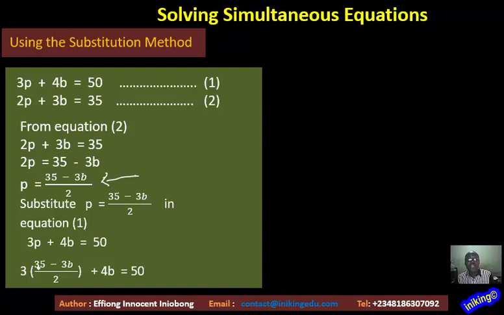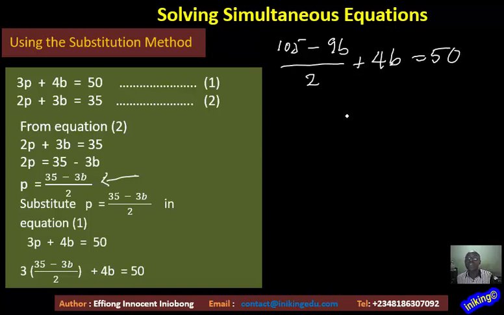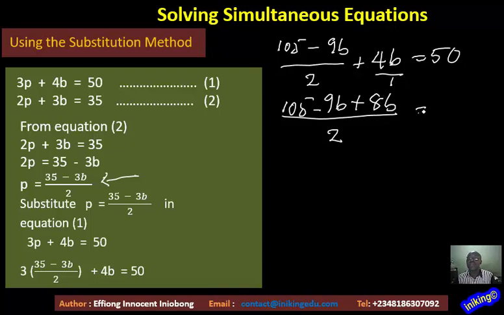So next I'm going to look at this. 3 times 35, 3 times 3b. That should give me 3 times 35 is 105. 3 times 3b will give me 9b, all divided by 2, plus 4b equals to 50. I remember when I was in nursery 2, I'll try to clear fractions first. This is like, say, 4b over 1. I look at LCM. I say this is 2. 2 into 2 is 1. 1 times up there, I'll get my 105 minus 9b. And then 1 into 2 is 2. 2 times 4b, that will give me 8b equals to 50.